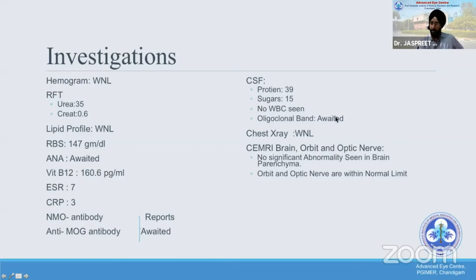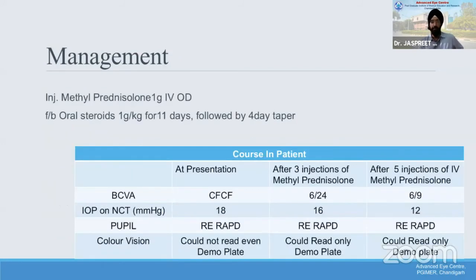And again, the oligoclonal bands here, which I said is awaited, were negative in this patient. So everything is just negative, negative, negative. It's just a clinical diagnosis of optic neuritis that we have with a sudden vision loss.